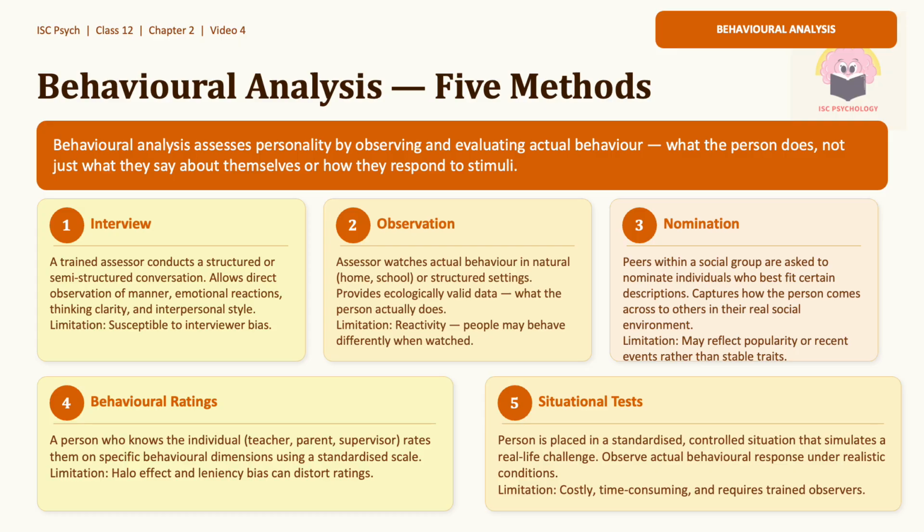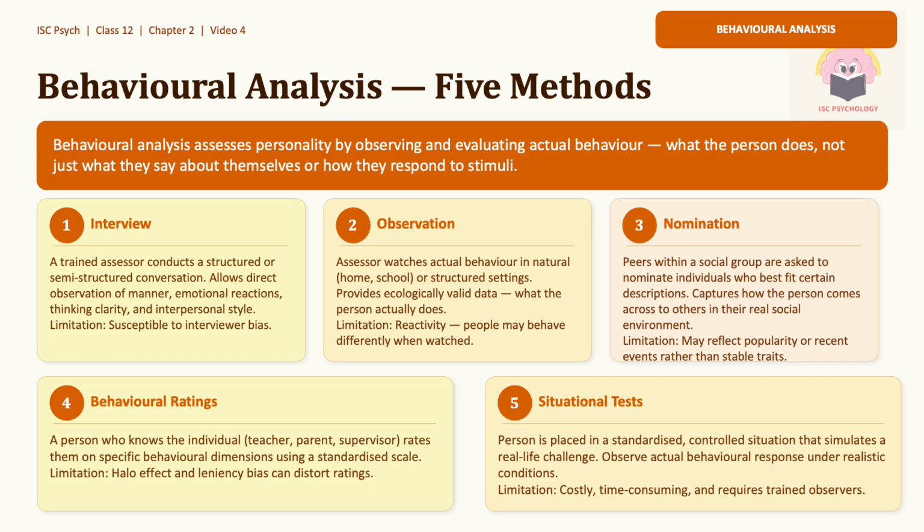Method 4, behavioral ratings. These involve asking people who know an individual well, like a teacher, a parent, a supervisor, or a therapist, to rate an individual on a specific set of behavioral dimensions using a standardized rating scale. For example, a teacher might rate a child on dimensions like cooperates with peers, persists when tasks are difficult, or manages frustration appropriately, using a scale from 1 to 5.